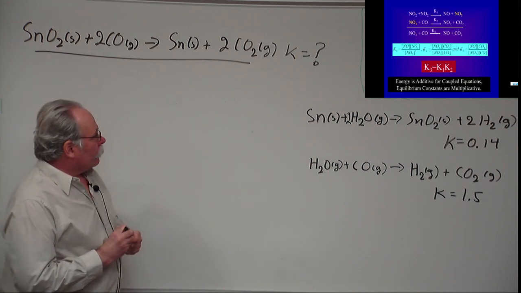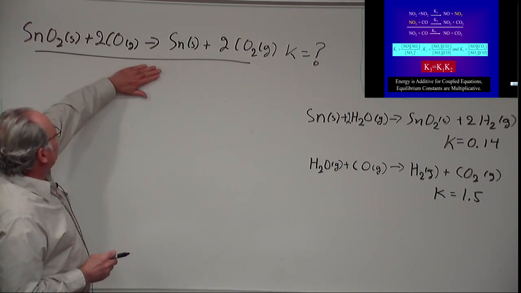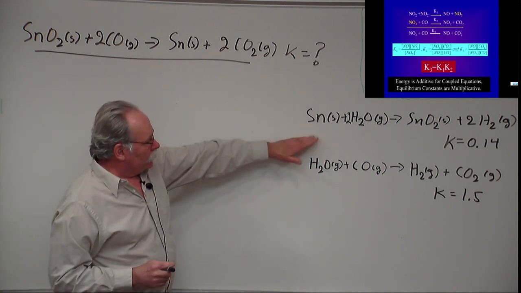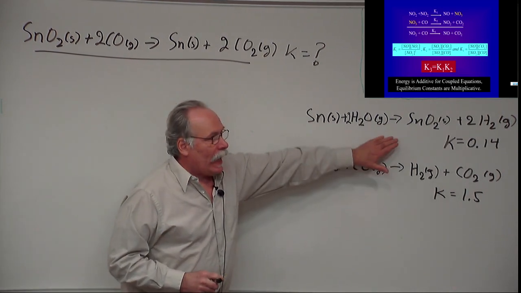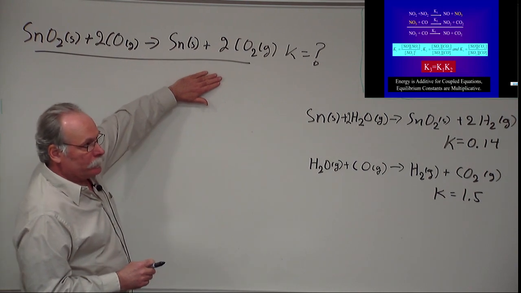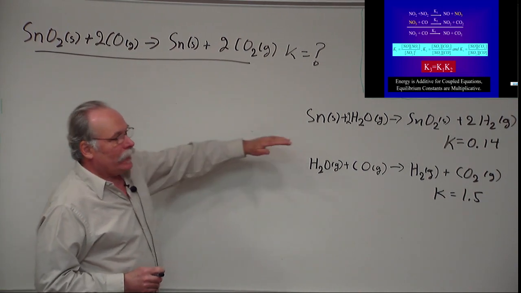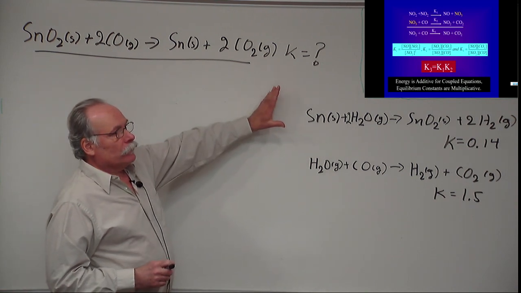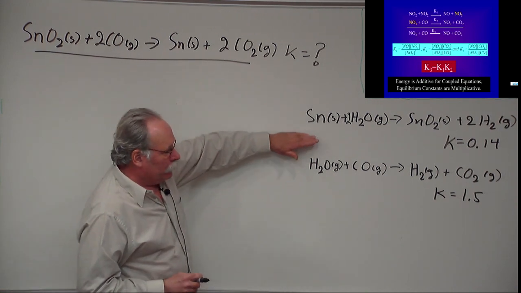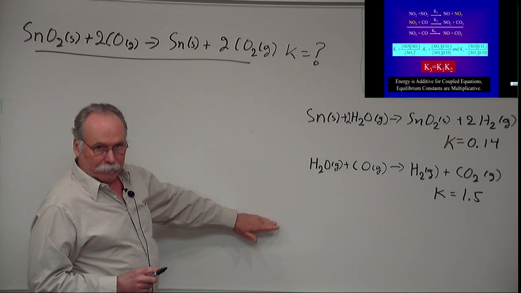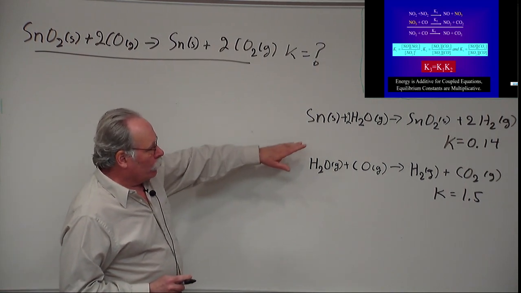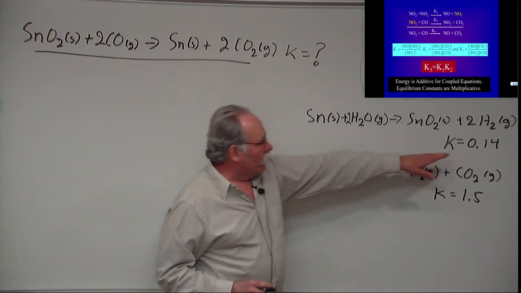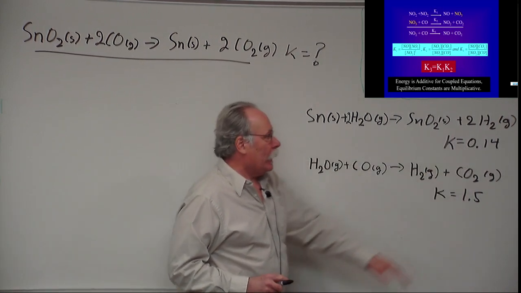Greetings. In this problem, we want to calculate the equilibrium constant for an equation, knowing it for some other equations that we can add to come up with the equation we want. In Gen Chem 1, we learned that energies were additive, okay? And here we've learned that equilibrium constants are multiplicative, okay? We also learned that if I write an equation backwards, the equilibrium constant becomes the reciprocal, okay?